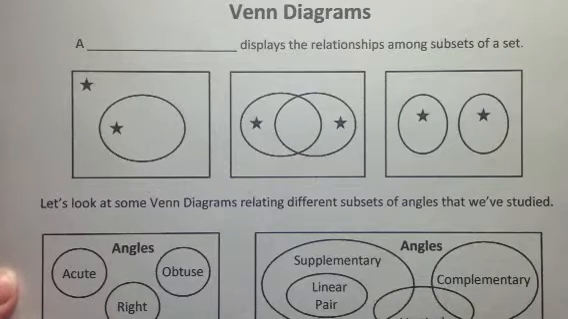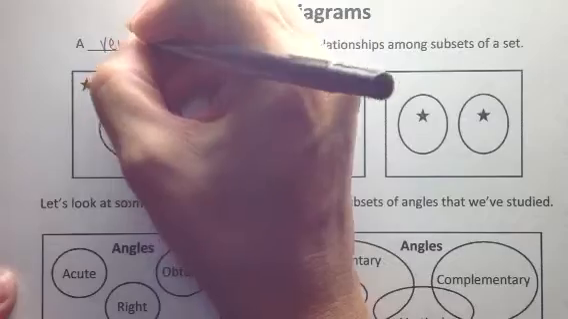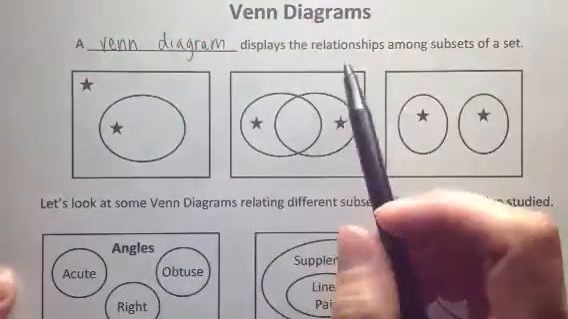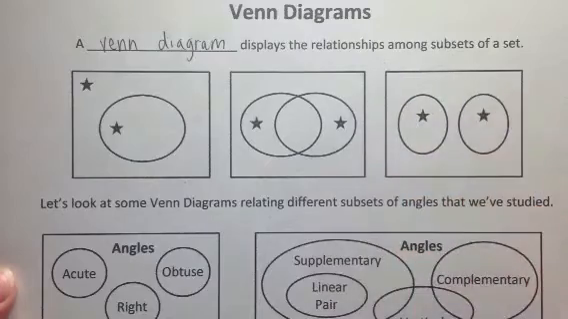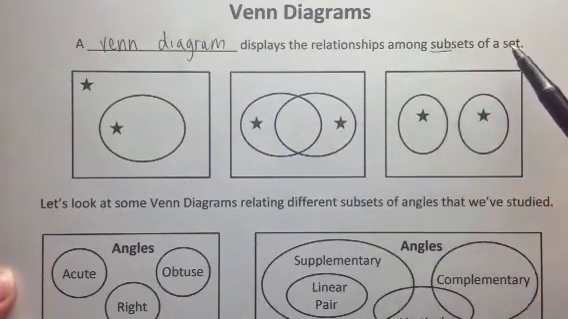Okay, let's talk about Venn diagrams. You may have seen these growing up in school or outside of school. A Venn diagram displays the relationships among subsets of a set. A subset is a smaller set of a larger set.